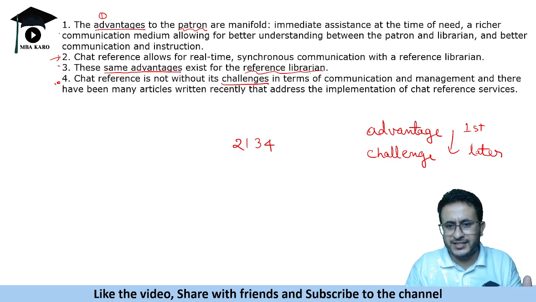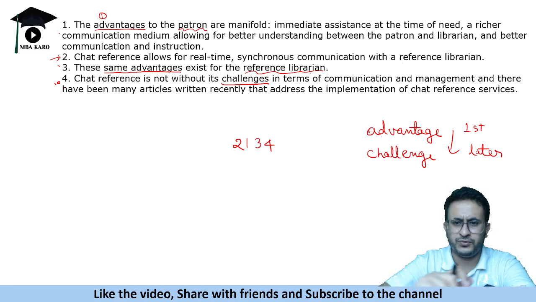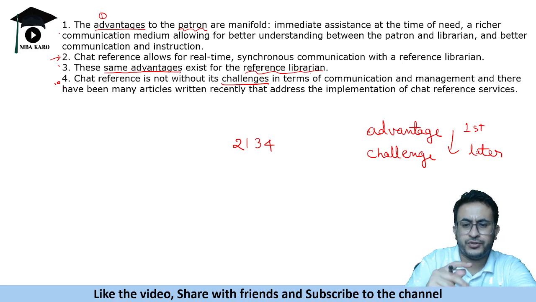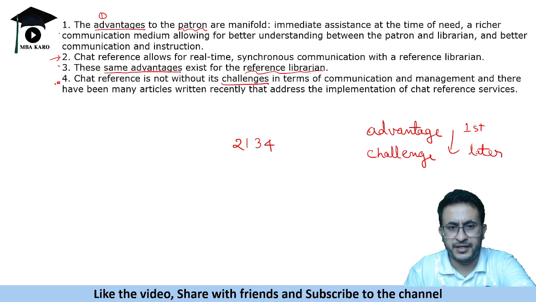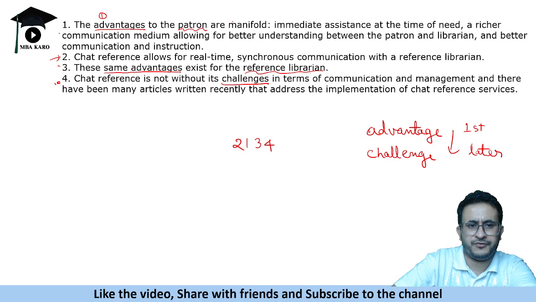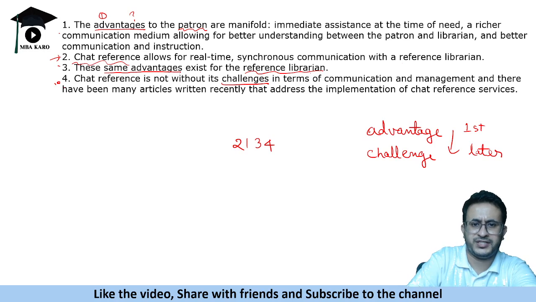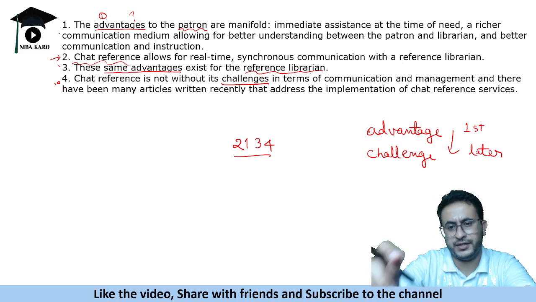Now even if you do not understand what exactly is written in the passage, you don't need to worry about it. You just need to understand that in what order these sentences should be there. So this discusses about chat reference. Okay, it allows for real-time synchronous communication with a reference librarian. So there must be some chat reference in which you communicate with a librarian. Okay, and then the advantages to the patron are manifold. Advantages of what? Of chat reference. Okay, these are manifold. This talks about the advantages. Then it says these are the same advantages exist for the reference librarian. So advantages for both parties. And then 4 talks about it. It is not without its challenges in terms of communication and management. And there have been many articles written recently that address the implementation of chat reference services. So the order, advantages, and then followed by challenges. So 2, 1, 3, 4.